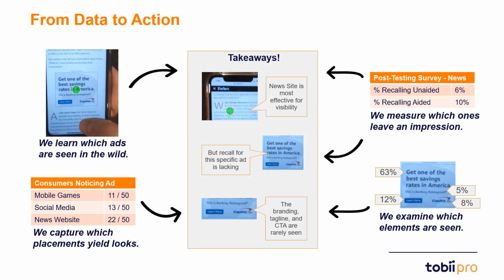So for our takeaways, we can see that news sites are the most effective for visibility, but the recall for the specific advertisement is very low. So perhaps you should change around the location of the branding, the background color, the font. All these types of suggestions can be supported by this eye tracking data when you go back to your design team or your decision makers.